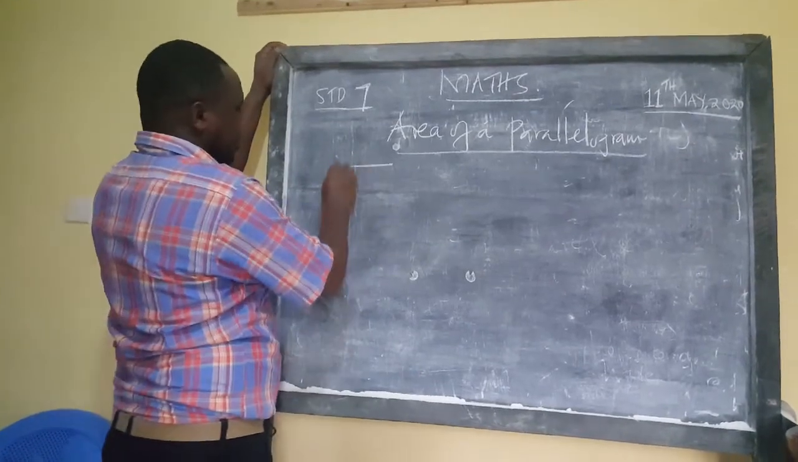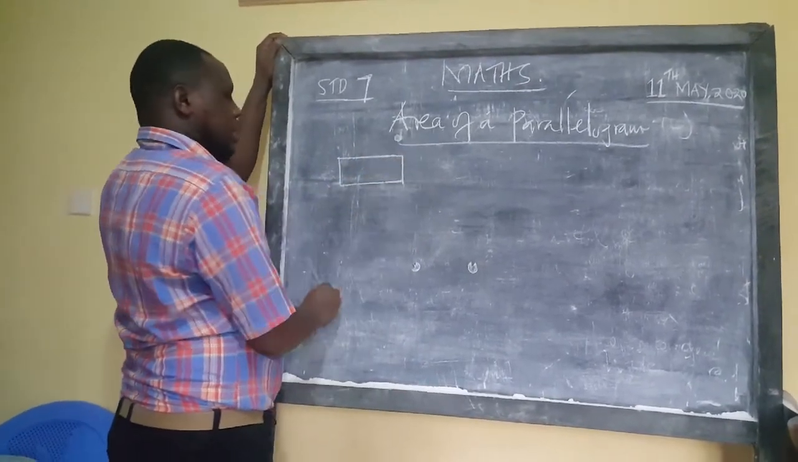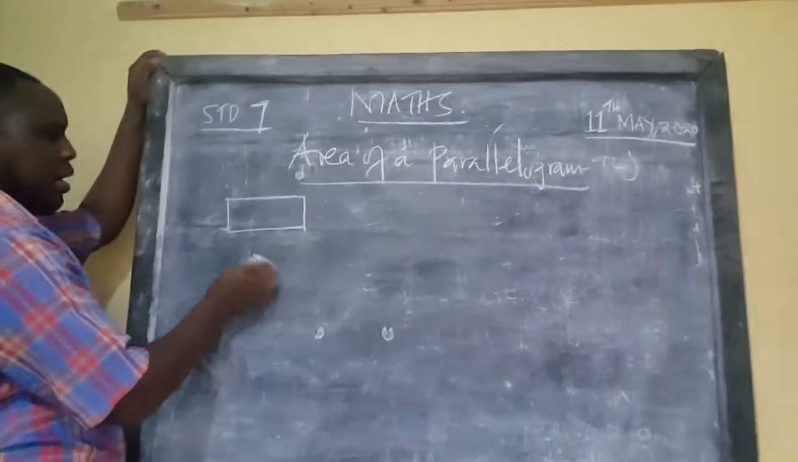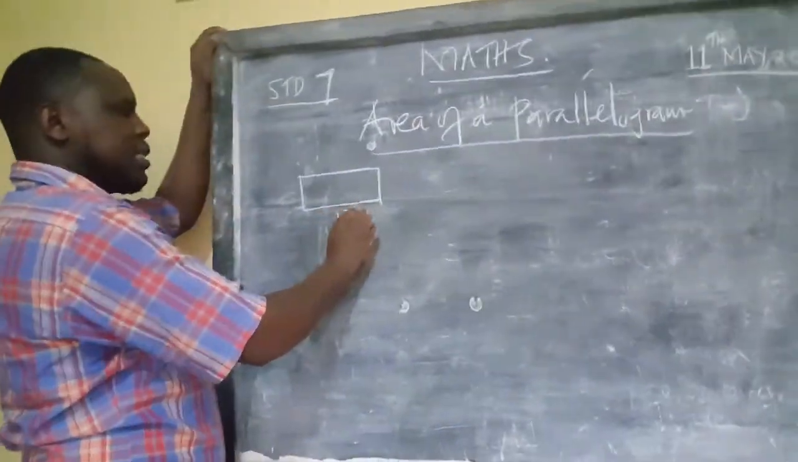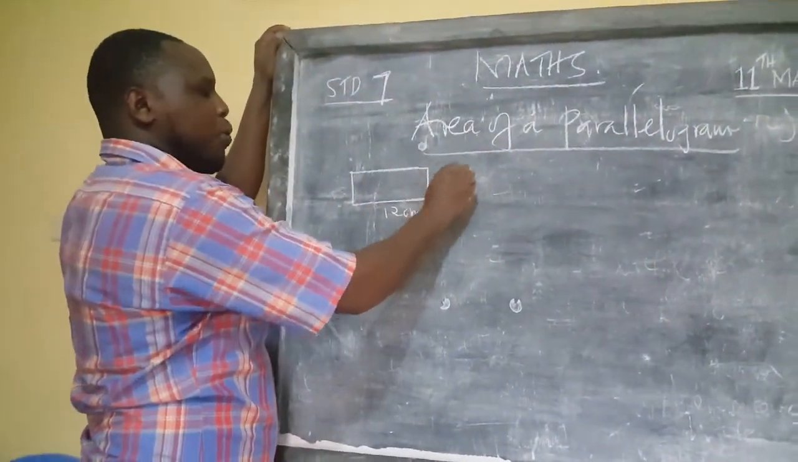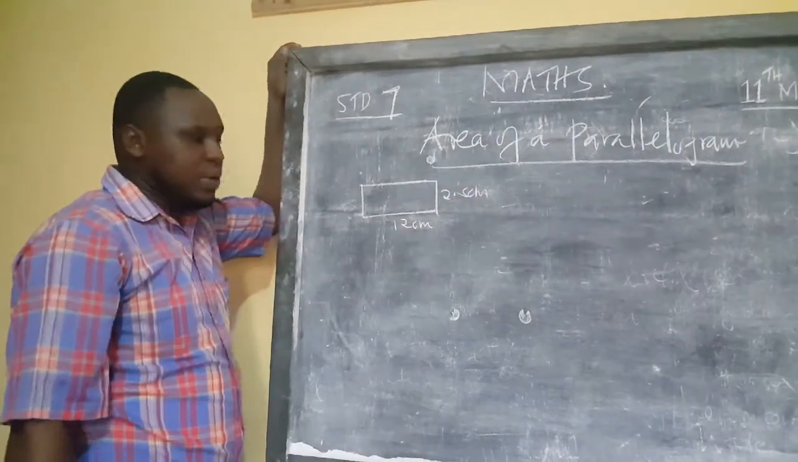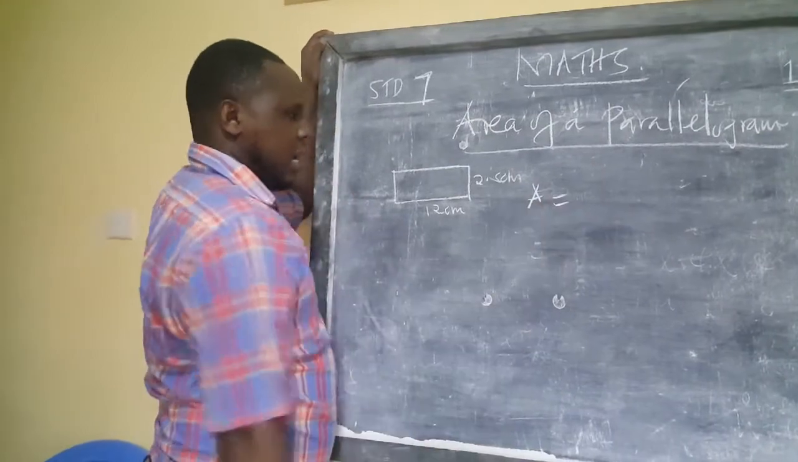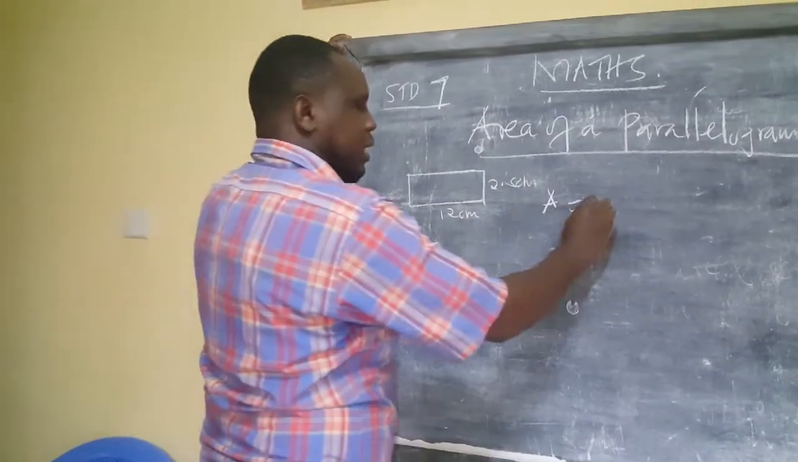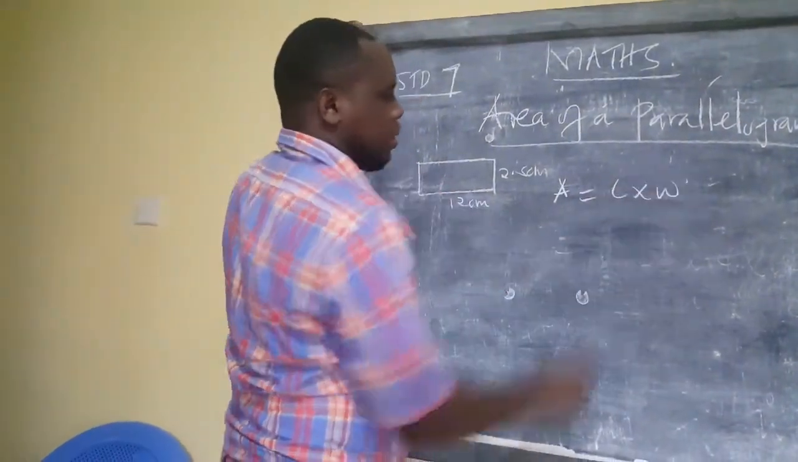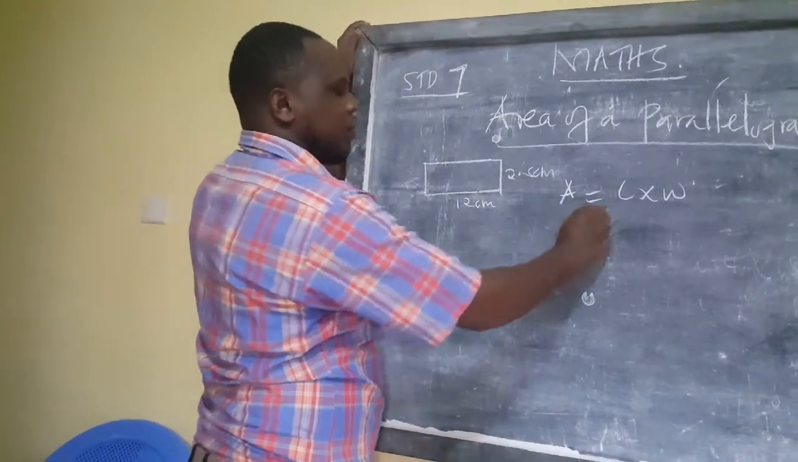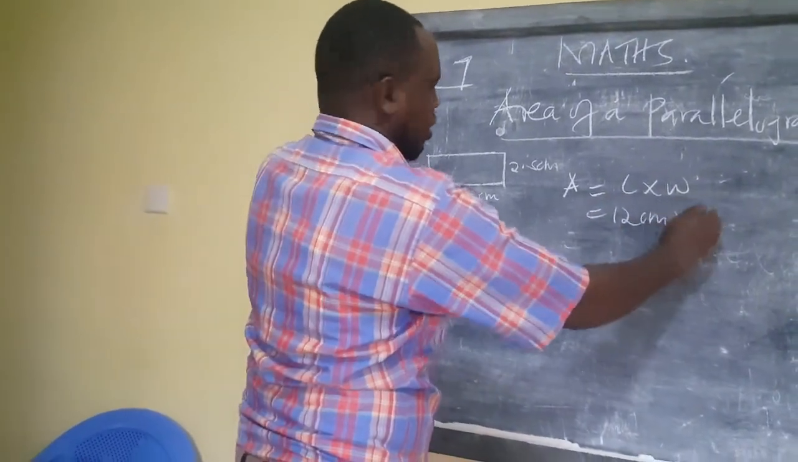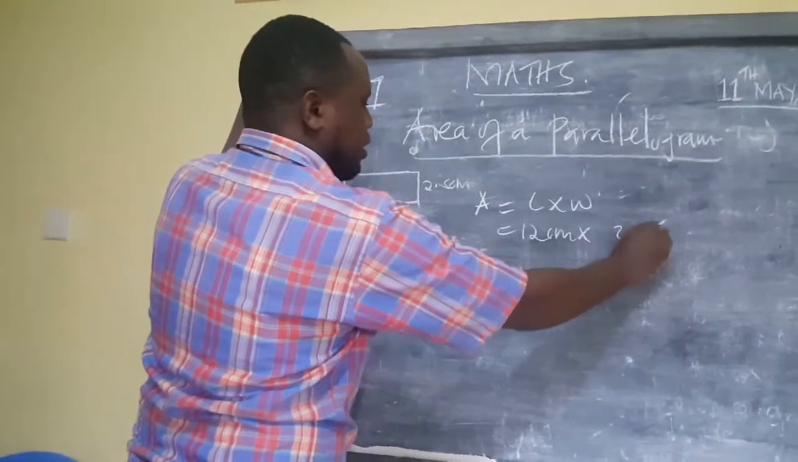Now, if you are asked to find the area of a rectangle that has a length of 12 centimeters and a width of 2.5 centimeters, how can we deal with this? So, number one, you write the formula. Area is calculated by getting length times width. And so the length is 12 centimeters and the width is 2.5 centimeters.